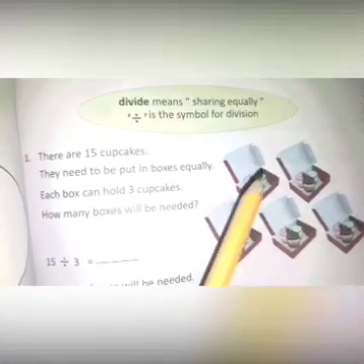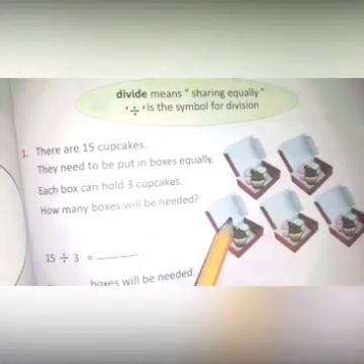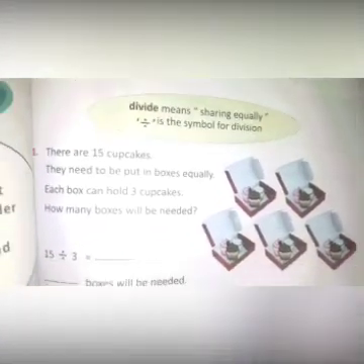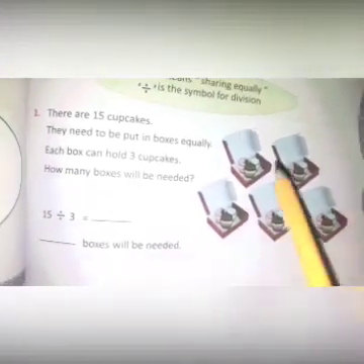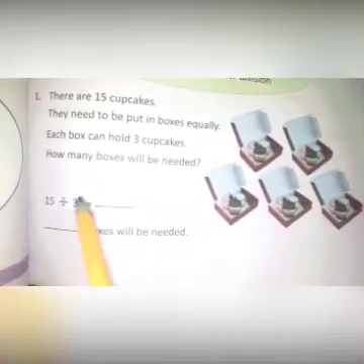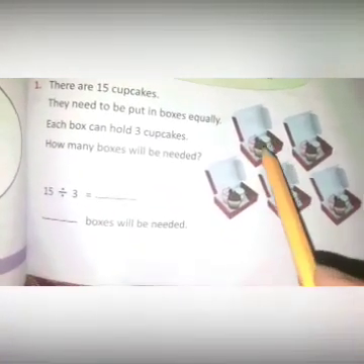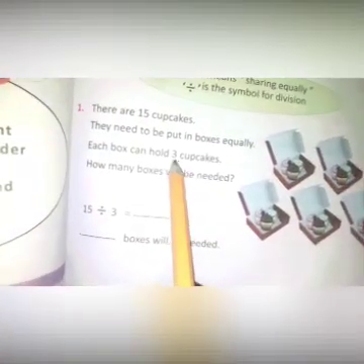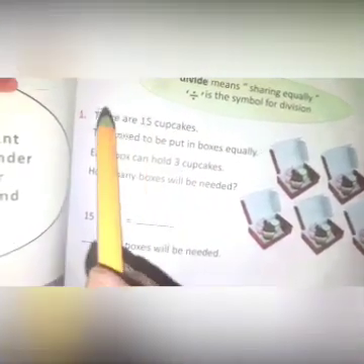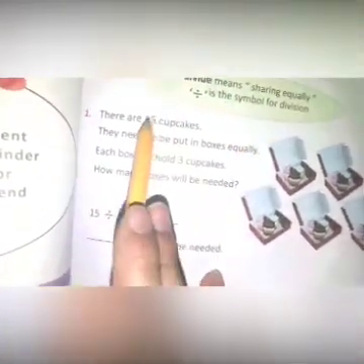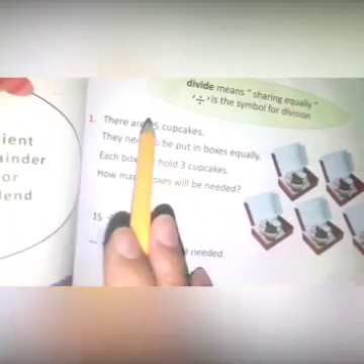So how many boxes are there? 1, 2, 3, 4, 5. There are 5 boxes. So 15 divided by 3. You can see that there are 2 numbers given to you in the question, 15 and 3. So you will divide 15 by 3.